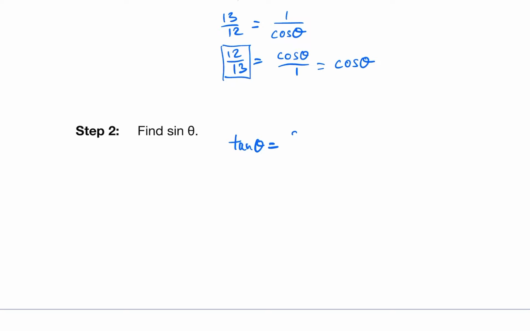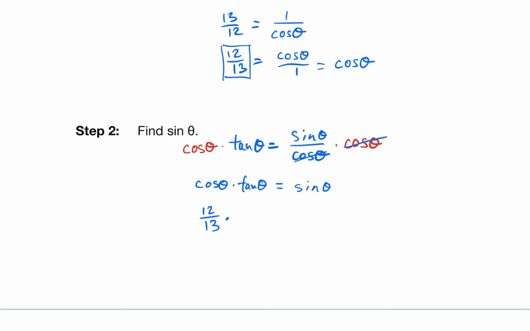Tangent of theta is equal to sine of theta over cosine of theta. We can now multiply both sides of the equation by cosine of theta. And when we do, these cosine of theta cancel out, and now sine of theta is equal to cosine of theta times tangent of theta. Okay, now this looks a little bit confusing, but we can go ahead and replace cosine of theta with what we just solved here, right? Cosine of theta is 12 over 13, so cosine of theta can be replaced by 12 over 13.